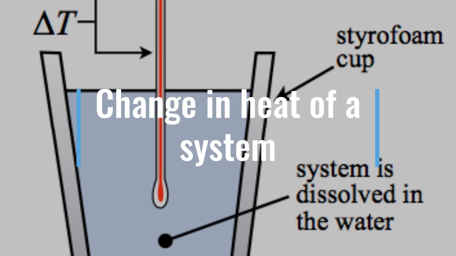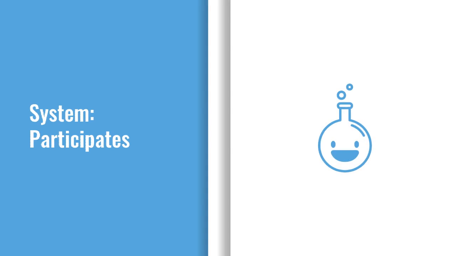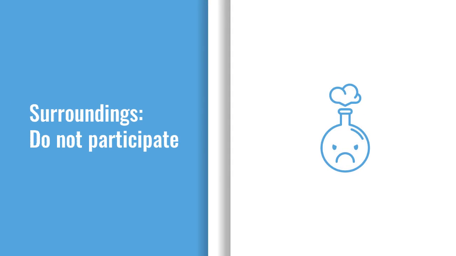Calorimetry is a technique for indirectly measuring the change in heat of a system. This is done by measuring the temperature change of the surroundings of a system. The system consists of everything that participates in the chemical reaction, and the surroundings consist of everything that does not react, such as the spectator ions.